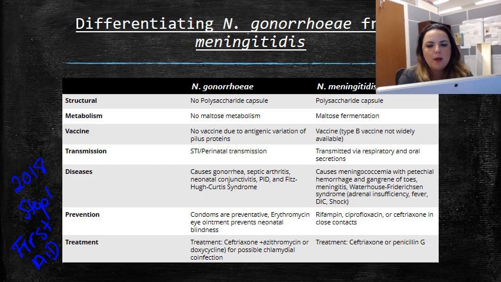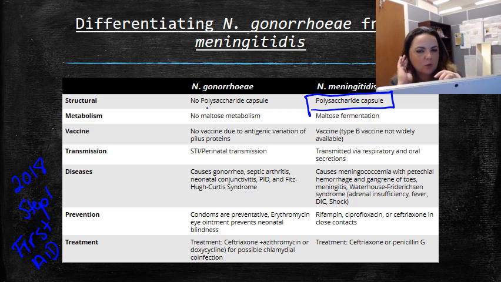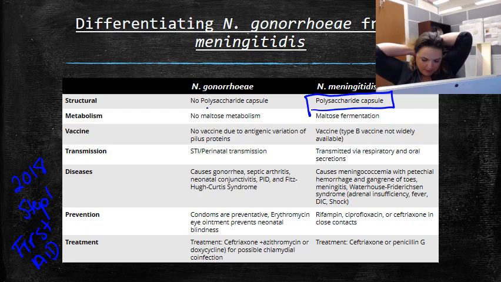First off, N. meningitidis has a polysaccharide capsule, while N. gonorrhoeae does not. Now, why is this important? I want you to remember all the way back to your M1 year what the point of a polysaccharide capsule is. Remember, the polysaccharide capsule is like butter on a piece of corn on the cob.